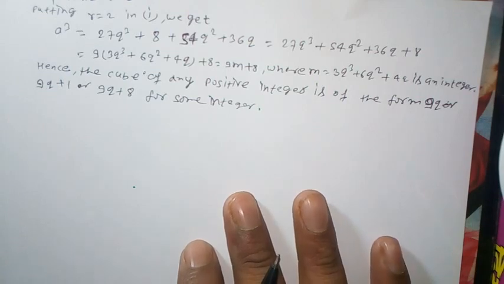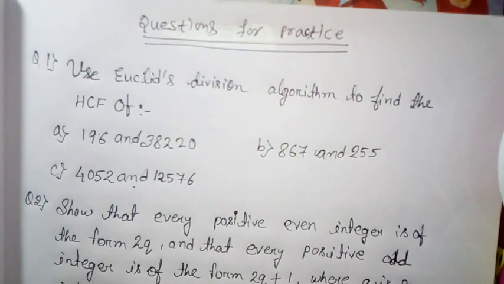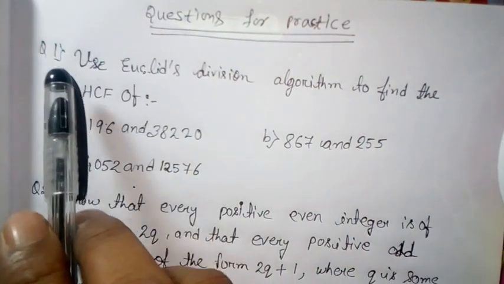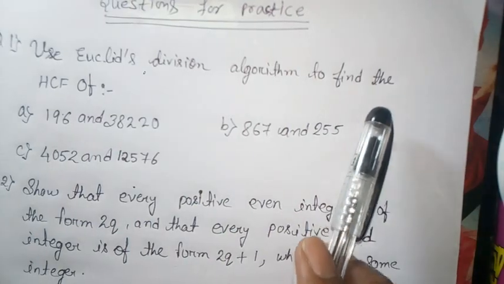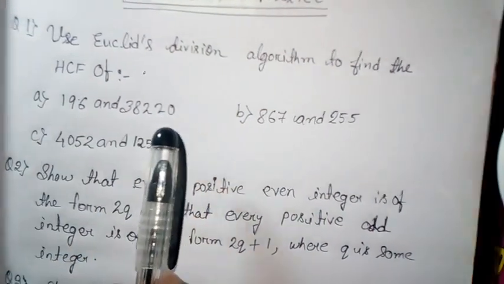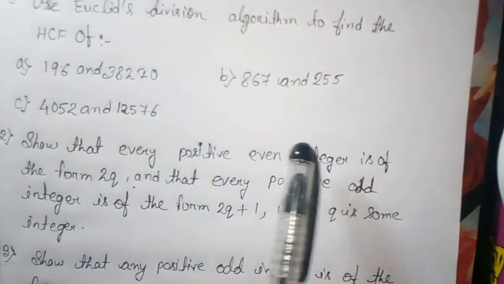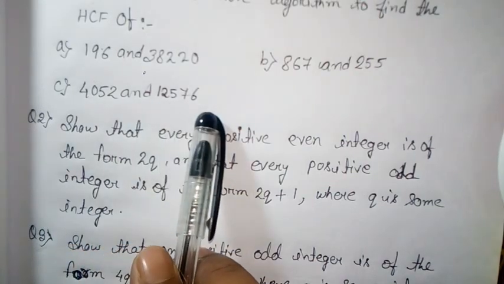Now I am giving you questions for practice. Question number 1: use Euclid's division algorithm to find the HCF of (a) 196 and 38,220, (b) 867 and 255, (c) 4052 and 12,576.